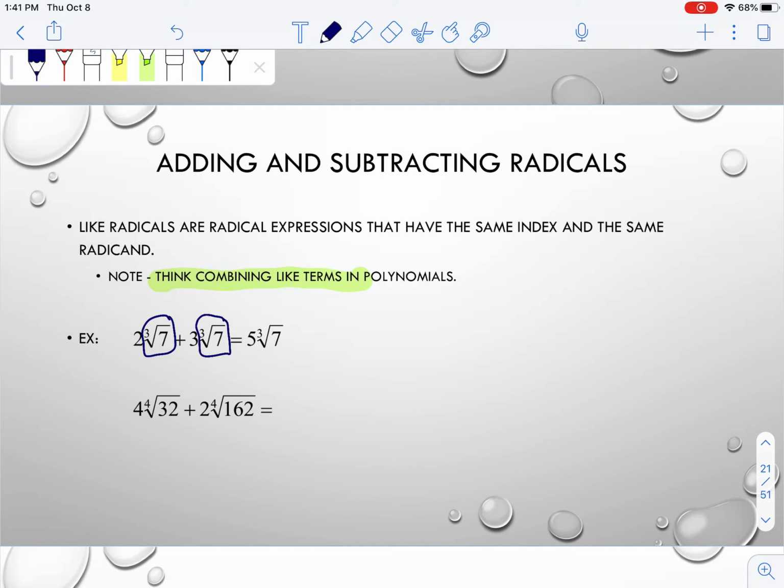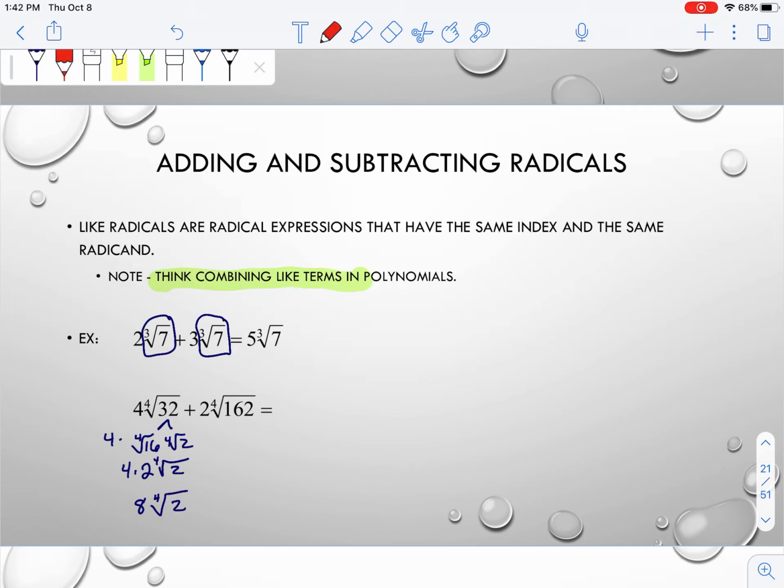You also encounter situations where things might combine if you simplify them. So let's see what we got here. We got a more challenging question. We're dealing with the fourth root, so we have to practice our fourth powers. We have 4 times, if we split up the fourth root of 32, that goes into 16 and 2. The fourth root of 16 is 2. So this term actually turns into 8 times the fourth root of 2.